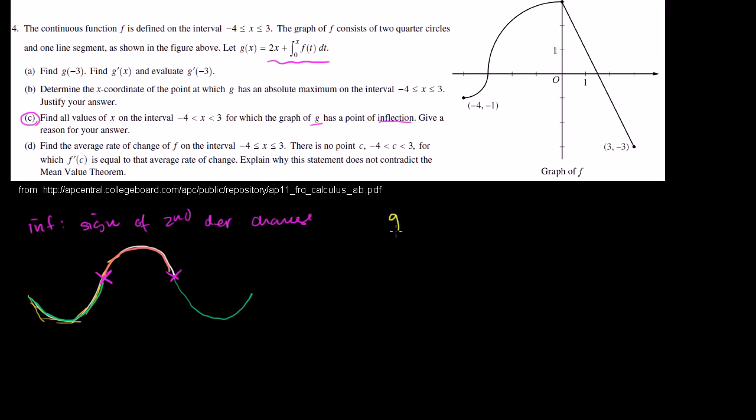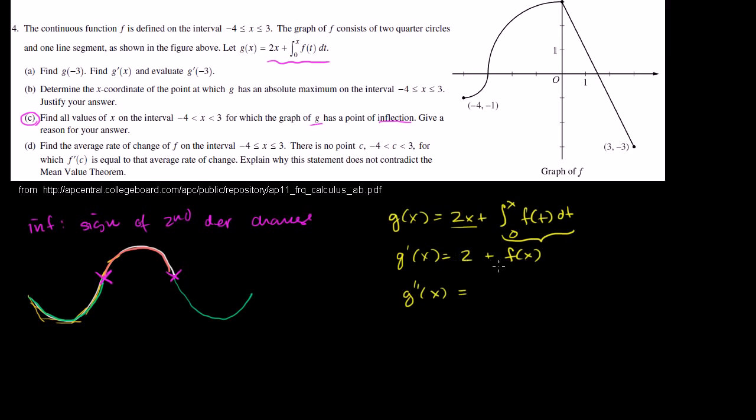So let's write g of x over here. We know g of x is equal to 2x plus the definite integral from 0 to x of f of t dt. We've already taken its derivative, but we'll do it again. g prime of x is equal to 2 plus, by the fundamental theorem of calculus, the derivative of this right over here is just f of x. And the second derivative, g double prime of x, is equal to the derivative of 2, which is just 0, and the derivative of f of x is f prime of x. So asking where our second derivative has a sign change is equivalent to asking where the first derivative of f has a sign change.